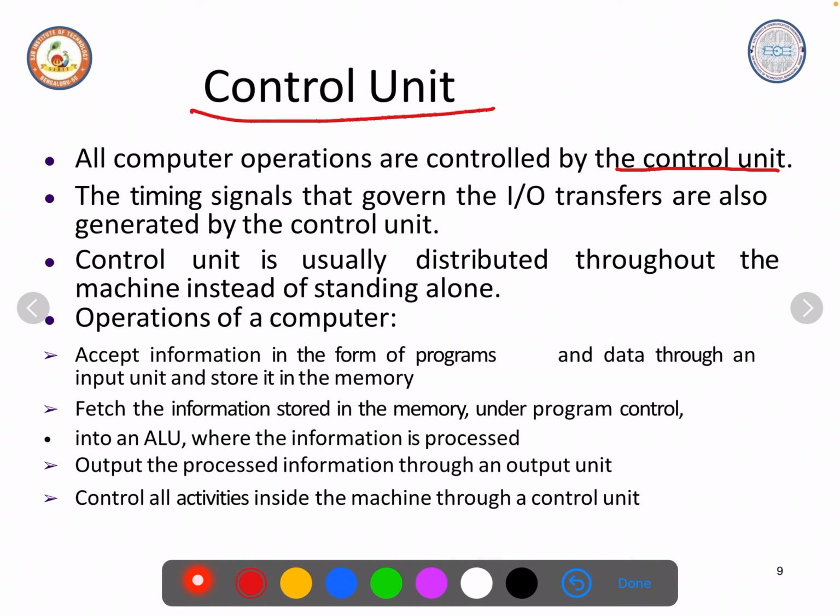Coming to the operations, as I already told you, it accepts the information in the form of programs, or data, through an input unit, and stores that in the memory. It fetches the information stored in the memory under program control into the ALU, where the information is processed. The processed information is output through an output unit. The control unit controls all the activities inside the machine. This is what we have about the functional units in a computer.